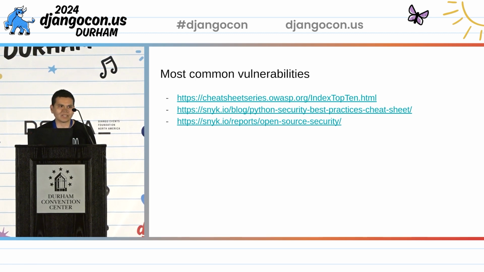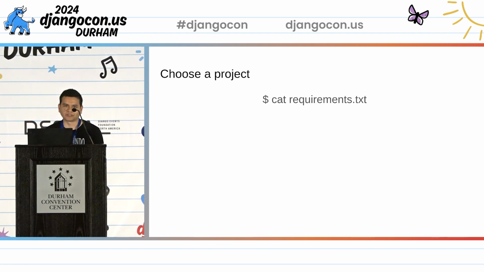I want to teach you how you can also help improve the security of the projects you use. The first step is to look for the most common vulnerabilities, especially the ones in Python. You have some links there that you can look at. The second step is to choose a project. Maybe start from pyproject.toml, which is what everyone uses now, I guess. You can also list all the requirements of your project and choose the projects that have the fewest contributions, the projects that are least active. Those are good projects to choose.